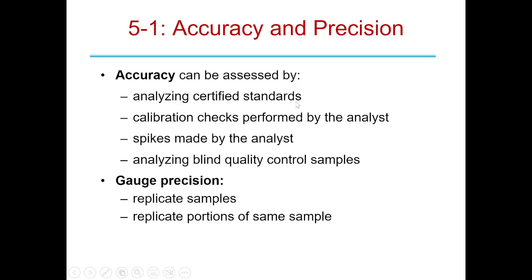Accuracy can be assessed by analyzing certified standards. Even better if you introduce them as unknowns so the people don't know they're standards, and somebody that's not involved in the testing can then evaluate. Also calibration checks performed by the analyst, spikes made by the analyst, and analyzing blind quality control samples.